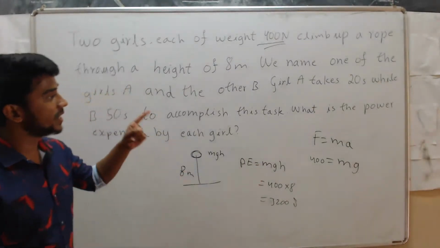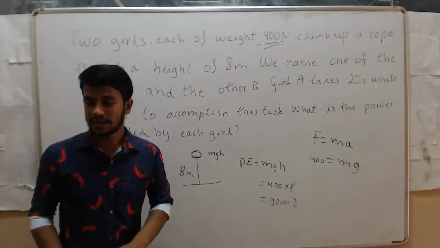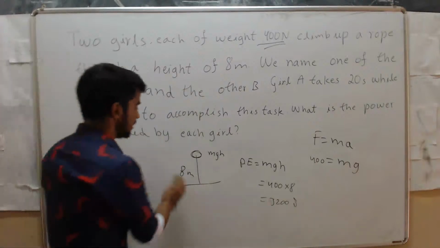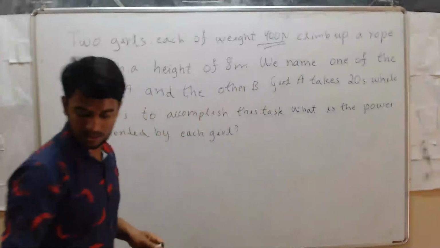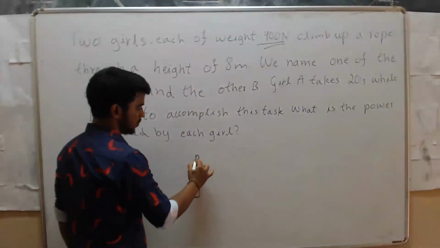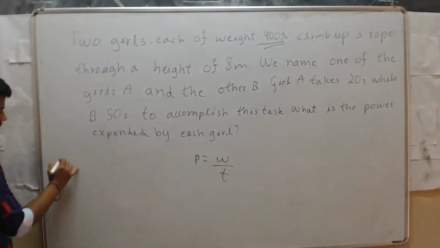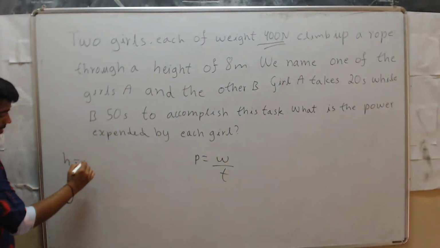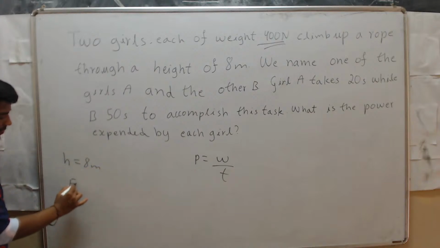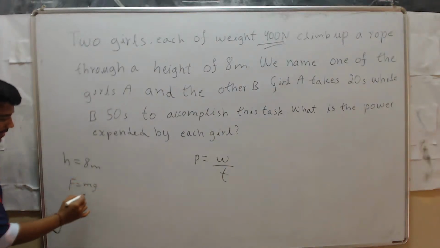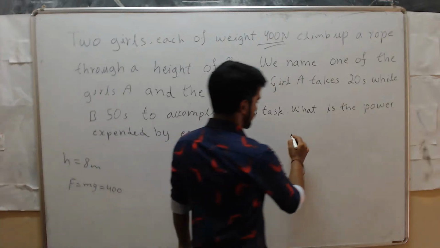Actually here we need power. To calculate power, we know the formula: work done divided by time taken. First we will write the formula, P equals work done divided by time. They have given height as 8 meter and force F equals m into g, that is 400. Clear? Then first calculate potential energy.